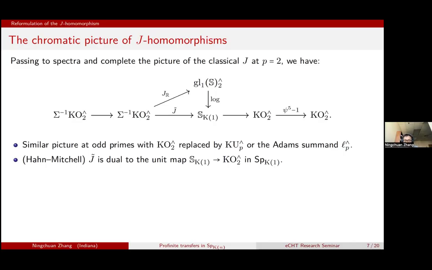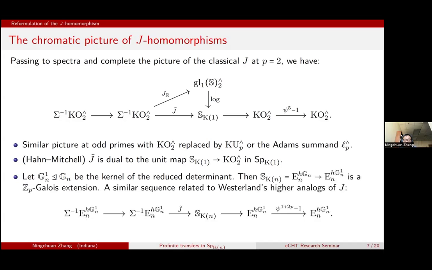That's the crucial observation. And at higher chromatic heights, if we consider the fixed points, if we consider the subgroup of the Morava stabilizer group that's the kernel of the reduced determinant, then we have a similar fiber sequence, which is related to Gross-Hopkins and Westerland's higher analogs of J. So this E_n^{hG_n^1} is sometimes dubbed the canonical half sphere. It is a Z_p procyclic Galois extension of the canonical sphere, and we have a very similar fiber sequence, just like in height one.